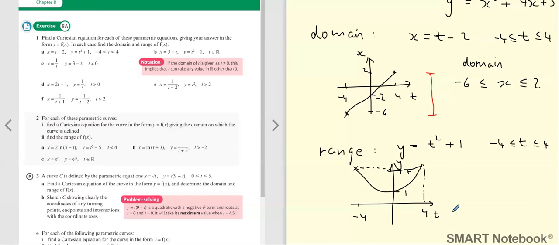Now, if I think about the lowest height on this graph, it's actually 1. And the highest height on this graph is 17. And both of them are allowable because t values include those, are included in those. So therefore, we can say y is greater than or equal to 1, but less than or equal to 17. Does that make sense? Please let me know in the chat if you are happy with that.